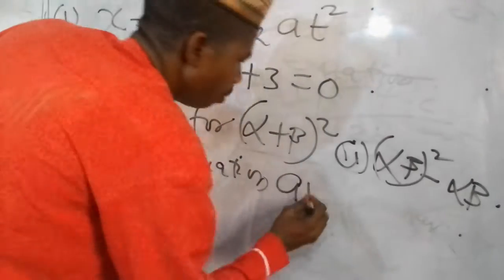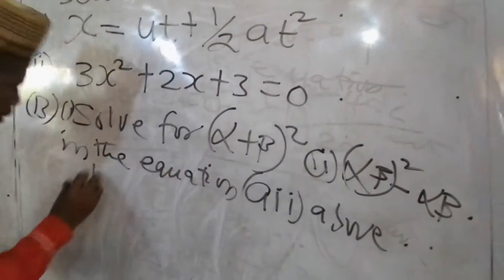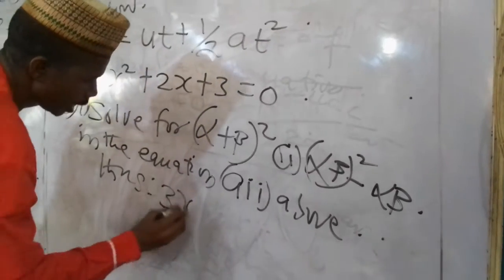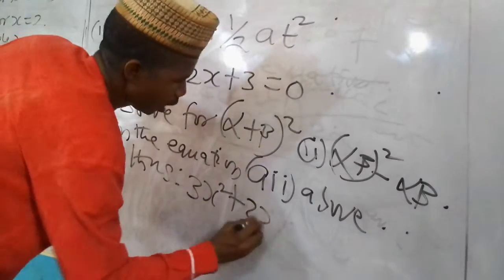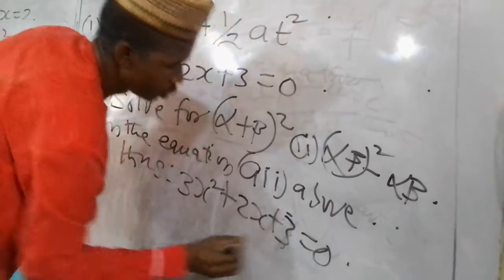In the equation of Roman figure 2 above, you have to solve. The equation above we are talking about is 3x squared plus 2x plus 3 is equals to 0.